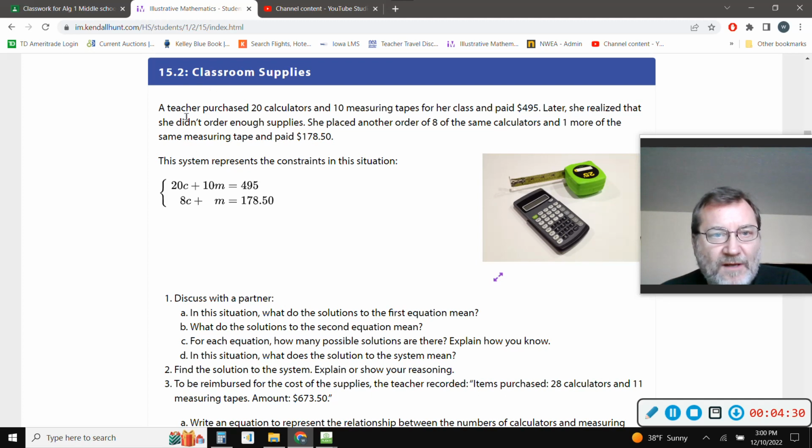15.2, classroom supplies. A teacher purchased 20 calculators and 10 measuring tapes for a class and paid $4.95. Later she realized she didn't order enough supplies. She placed another order of 8 of the same calculators and 1 more of the same measuring tape and paid $178.5. The system represents the constraints of the situation. So here's what she did. She had 20 calculators, 10 measuring tapes, spent $4.95. She then went back and got 8 more calculators and 1 more measuring tape, right? And she had that up to 178.5.